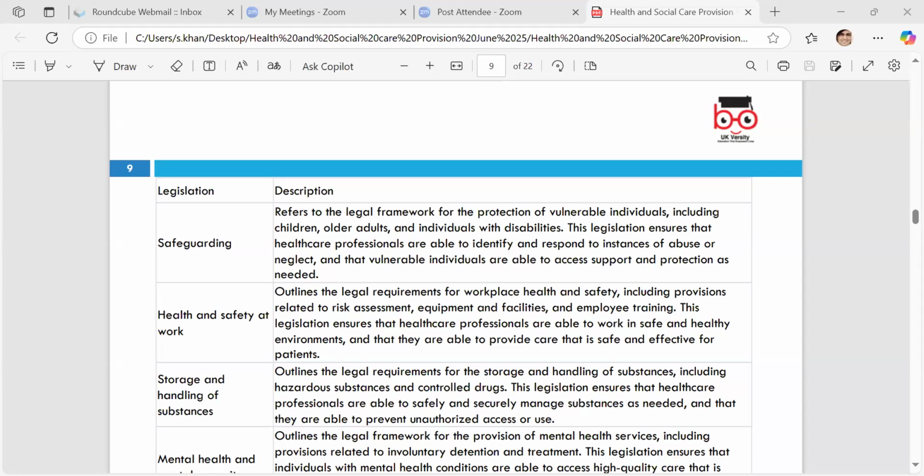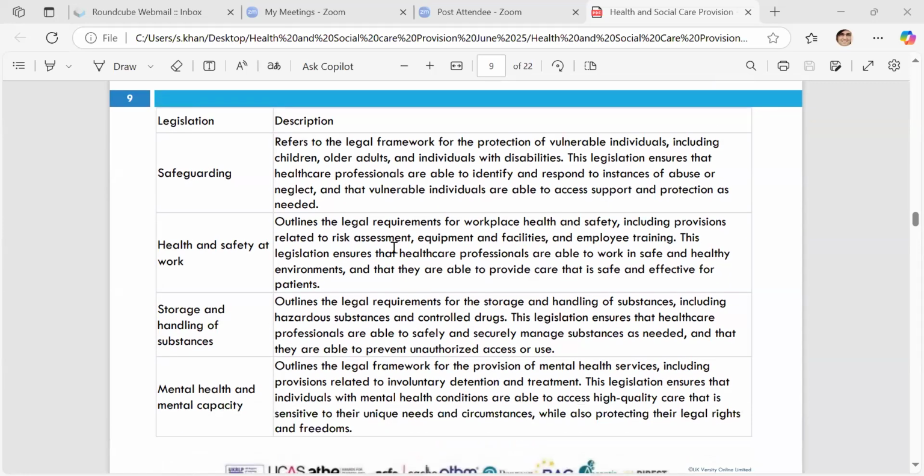Health and Safety at Work Act. Nancy, what do you think the Health and Safety at Work Act is? Within the healthcare profession, look at it from that aspect. It's to protect or care for the workers. Yeah, is it just workers or is it anyone? Anyone who is in that care sector.